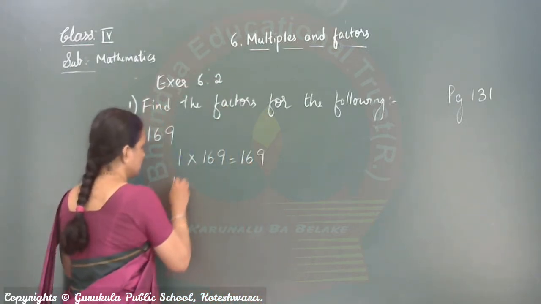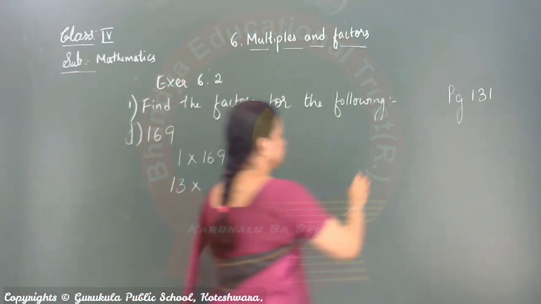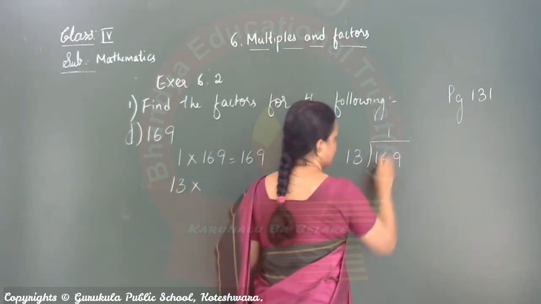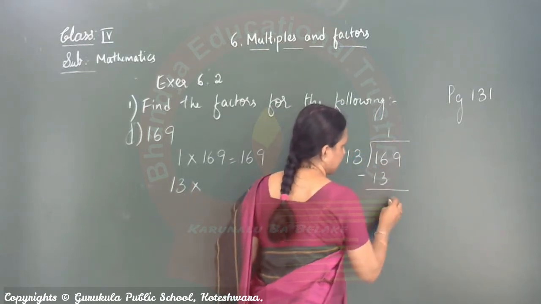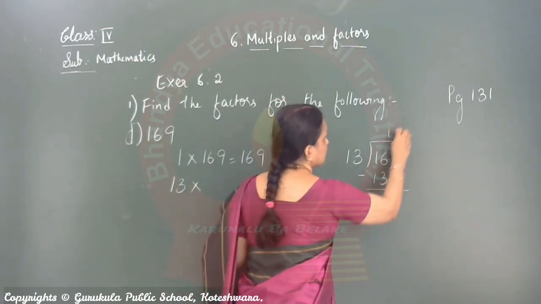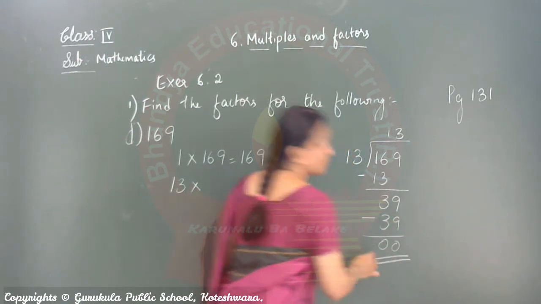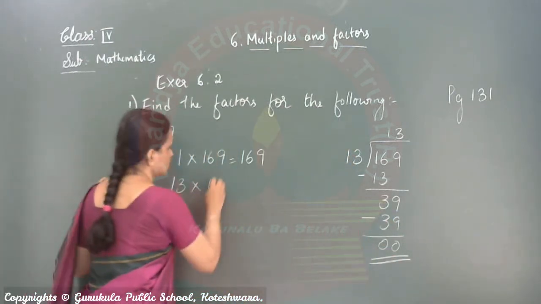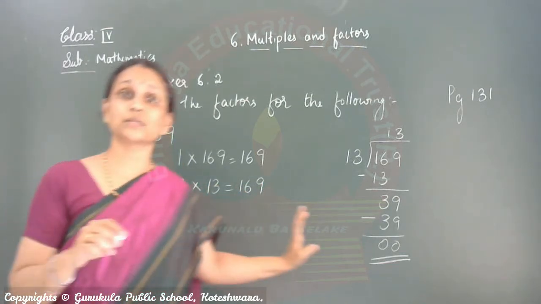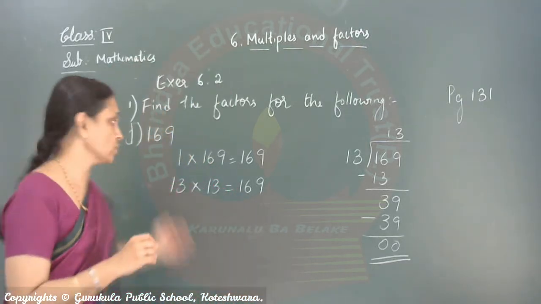It comes in 13. Just we will try how it is. 13 ones are 13. 16 minus 13 is 3 and 9. 13 threes are 39. So 13 into 13 is 169. So these are the only factors of 169. You can just try with other numbers also.